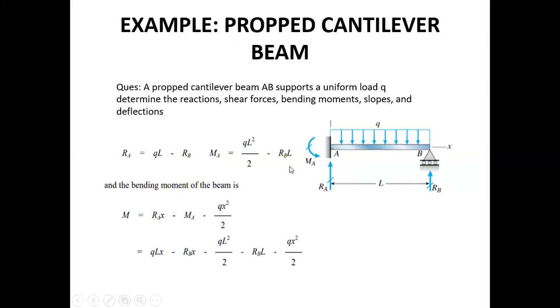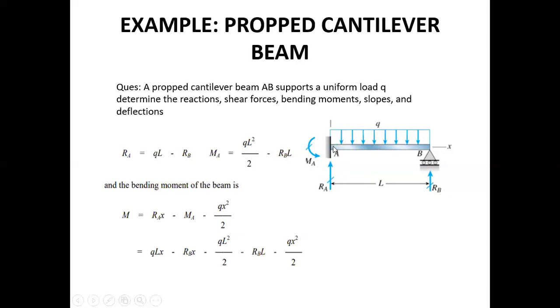Now the other equation says the sigma M at any point should be equal to 0. So the sum of all the moments about any point should become equal to 0. This is the second equilibrium condition. So let us take moment about B, and say it is equal to 0. The sum of all the moments about B will be, first, this MA, second, this qL. This qL is the force, and the perpendicular distance will be L by 2. So this becomes qL square by 2. And the third is this.